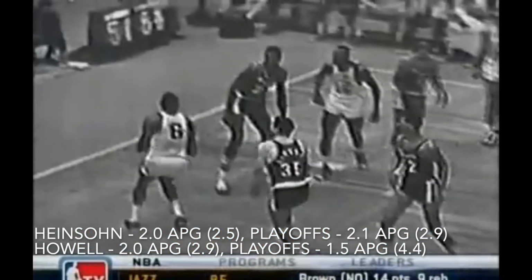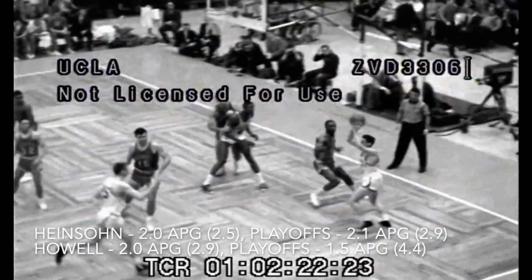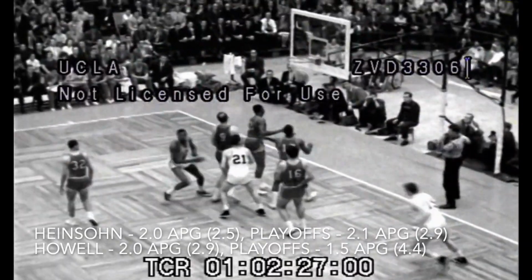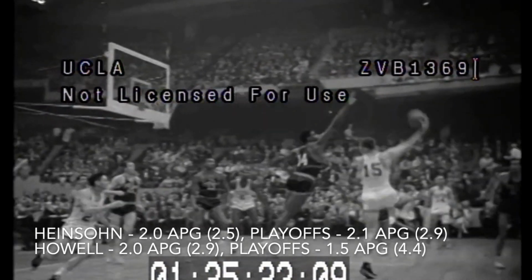In the passing category, it's more or less a wash, as both had the same assists per game for their careers. Both averaged 2 assists per game for their careers, but Howell peaked a bit higher at 2.9 assists per game in 1963 compared to Heinsohn's peak at 2.5 assists per game in 1959. Heinsohn averaged slightly higher in the playoffs at 2.1 assists per game, but Howell had the higher peak at 4.4 assists per game in 1961.